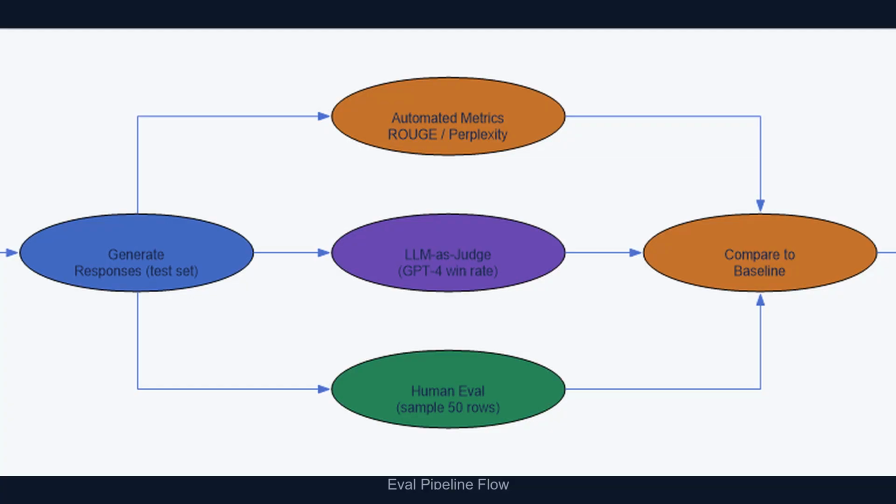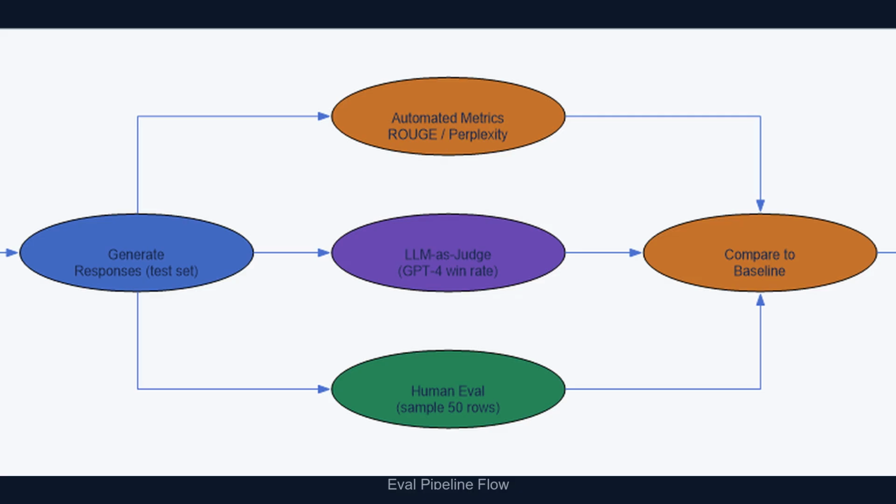The evaluation pipeline has a clear sequence. Start by identifying the best checkpoint, the one with the lowest validation loss, not necessarily the final one. Run your test set through that checkpoint to generate responses. Feed those responses through automated metrics. ROUGE scores and perplexity give you fast, scalable signal.